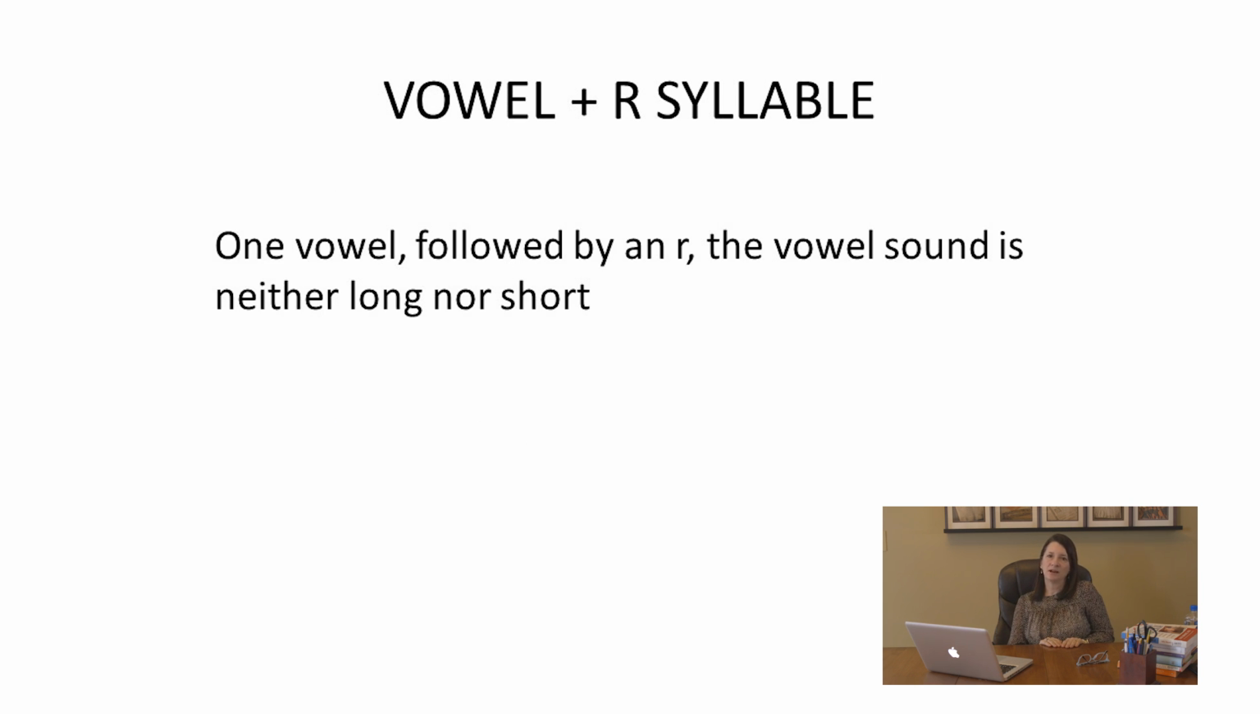It's sometimes called R-controlled, tricky R, bossy R. And we're back to looking for just one vowel again. And this time though, the next letter is an R. And the vowel's not going to say the A or the A. It's not going to say long or short. It's going to kind of growl. This is the vowel plus R syllable.